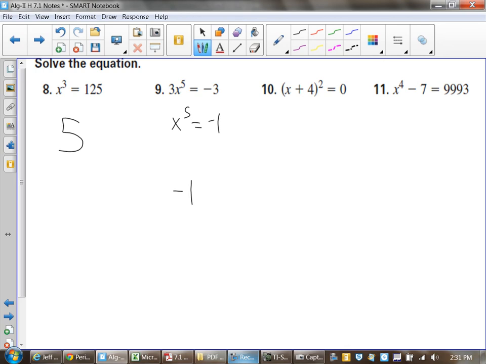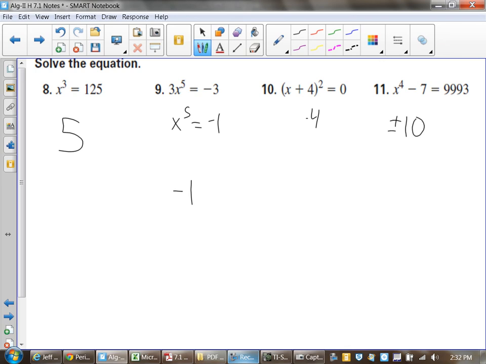What do you get for 10? Negative 4. I got negative 4, that's right. And then lastly, for the last one, 10. Oh, I forgot the plus minus. Yeah, that's right.